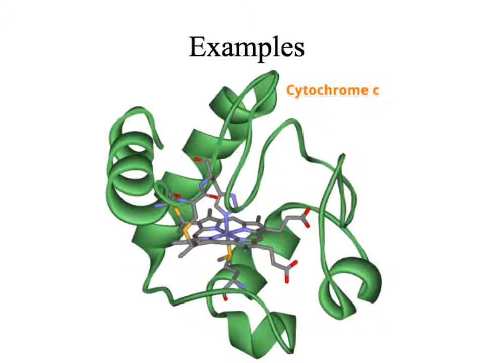An example of a peripheral membrane protein is cytochrome c in the electron transport chain. It is associated with the other integral membrane proteins of the electron transport chain, but it does not penetrate the inner mitochondrial membrane.